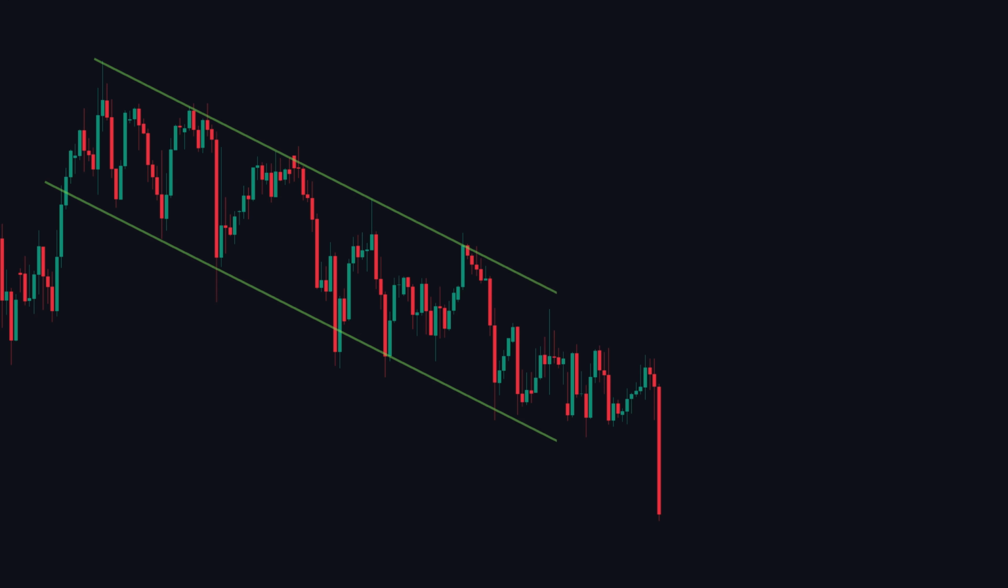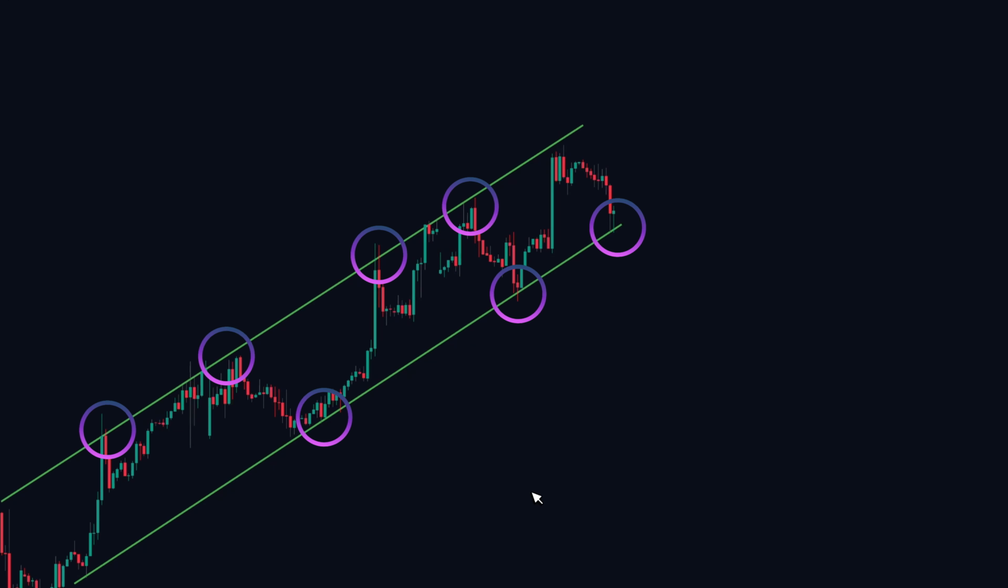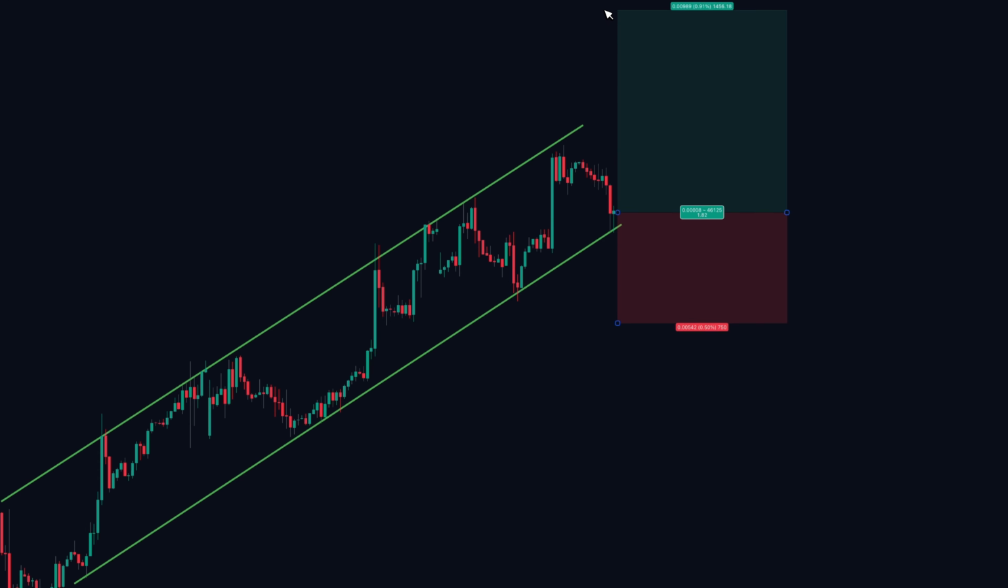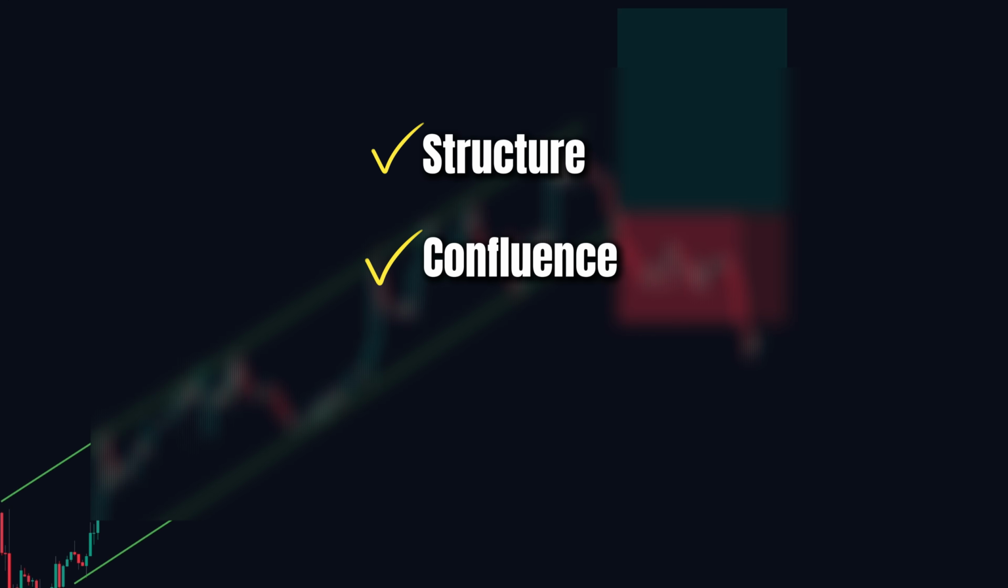Trendlines are one of the most used tools in trading, and also one of the most misunderstood. Most traders just connect 2 points and wait for a bounce. But if you've ever drawn a perfect-looking trend line, only to watch price rip straight through it, you already know something doesn't add up. The truth is, trend lines only work when they're combined with structure, confluence, and confirmation. And that's exactly what I'm going to show you today.